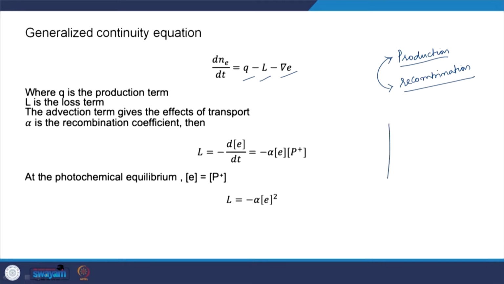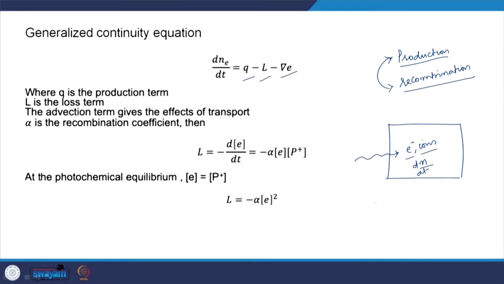So at any given instant, let's say in a given space, if there is solar incoming radiation in this, there are electrons and ions produced. So with time, this electron density or ion density, let's say indicated with N, will change with respect to time. Why does it change with respect to time?